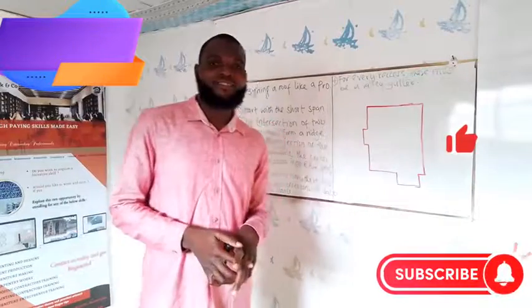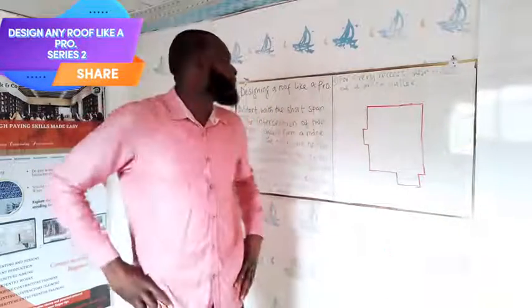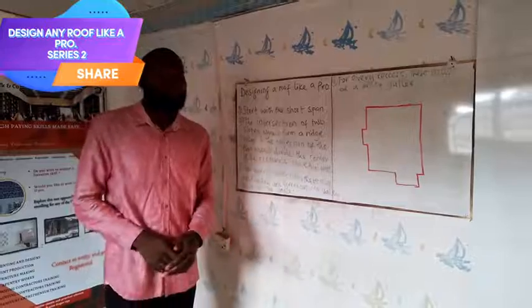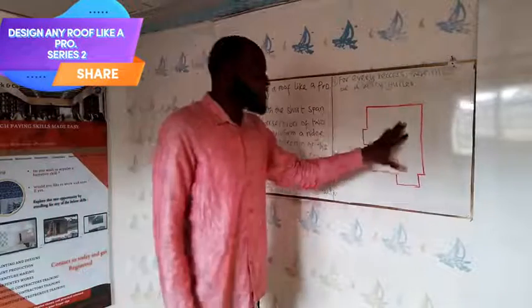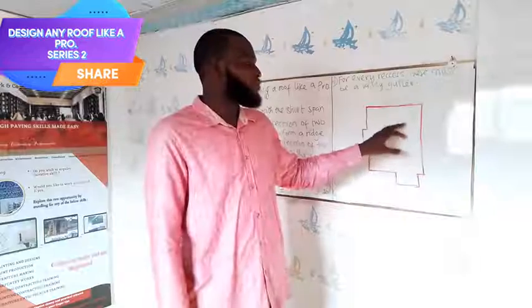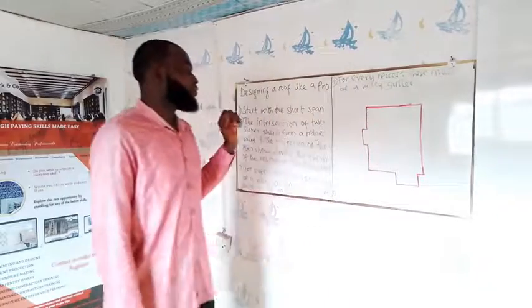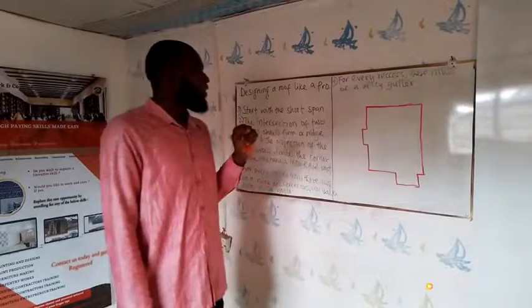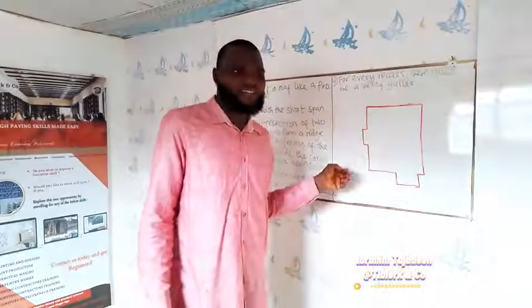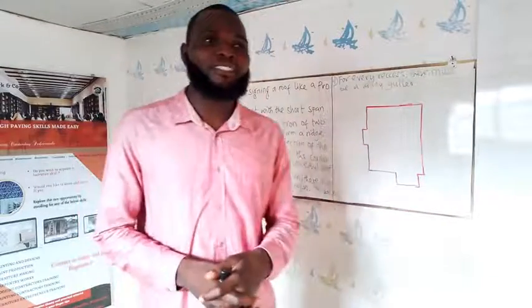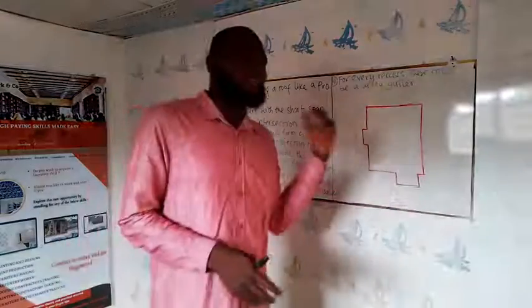Back to 6.2 of Design a Roof Like a Pro. As you can see, this is the plan of the building that I want to design the roof for. In this case, you can see that it is not regular like the first design we did. The shape is not regular, it is irregular.